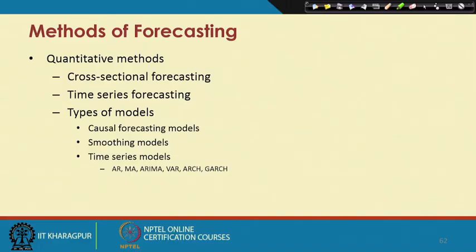So, on the one side the kind of division is cross sectional forecasting and time series forecasting depending upon the data structure or data availability. And then so far as the types of models are concerned, we have causality forecasting models, and then smoothing models, and then finally, we have time series models.